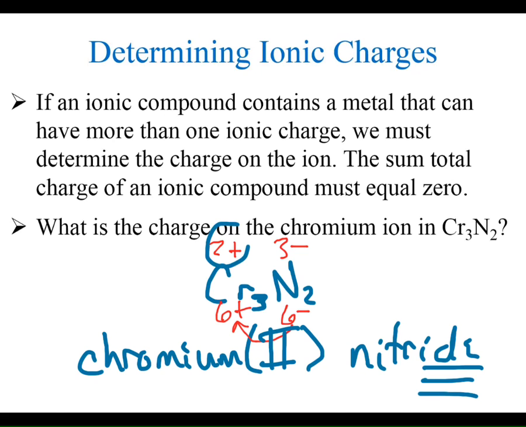Because it was 2 positive, right? I put a 2 here because it was 2 positive, we figured out, right? So chromium 2. Okay, I'm going to warn you. I told you last time, the crossover rule works going from name to formula. It will bite you in the butt going from formula to name.